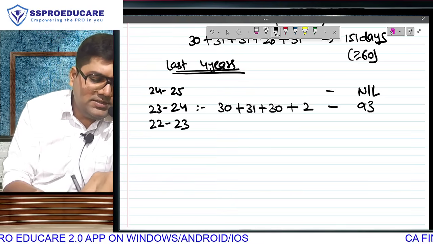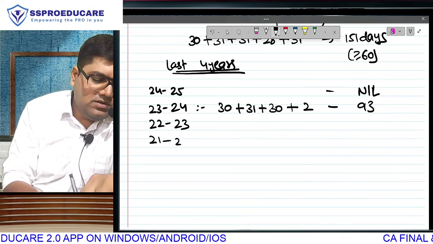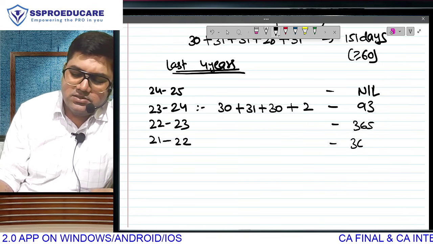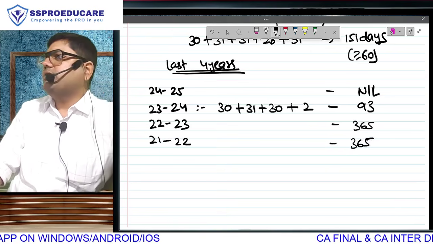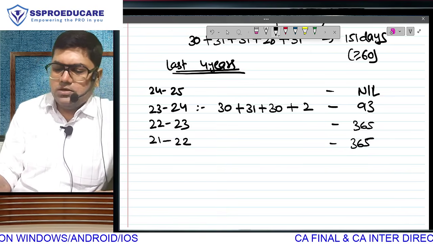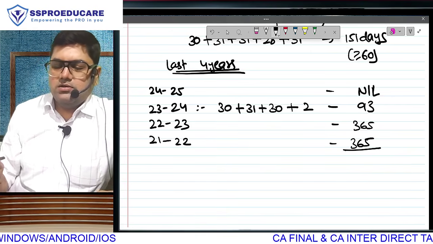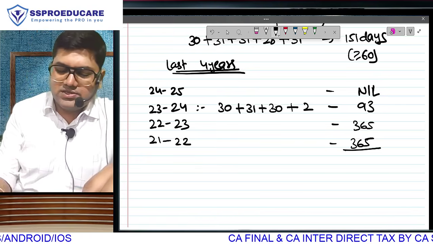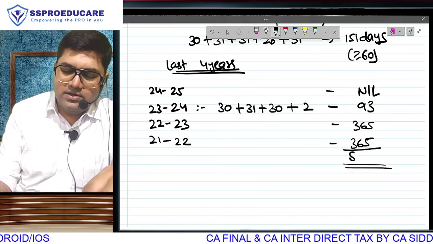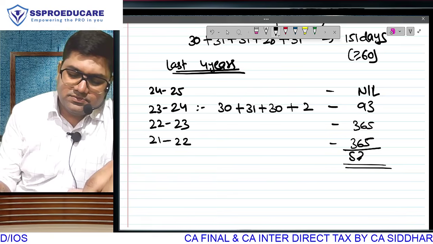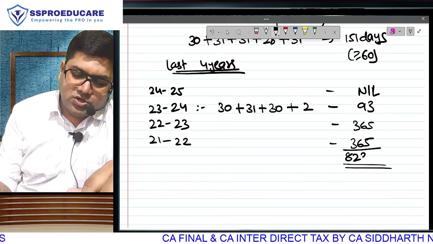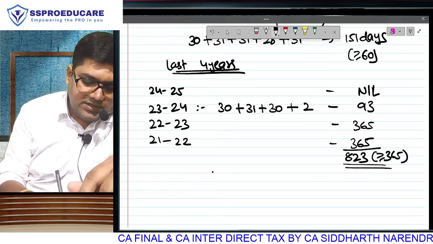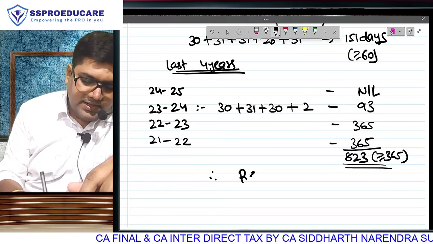And do you realize, before this, for the last 10 years he was always in India, correct? So what is his stay? We want a total of 365, but what is his stay? 823. What's your conclusion? Is this 365 or more? Therefore he is resident.